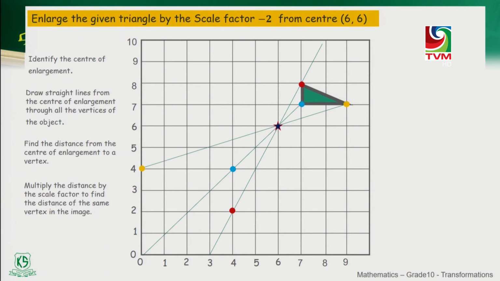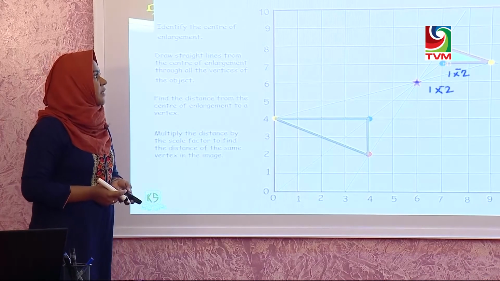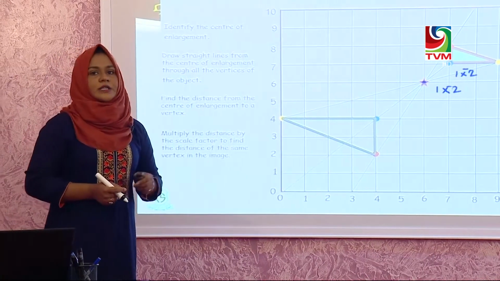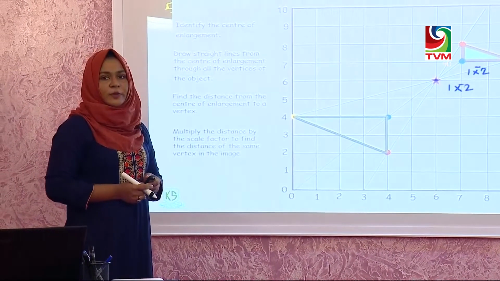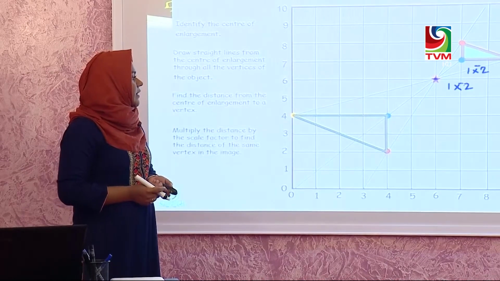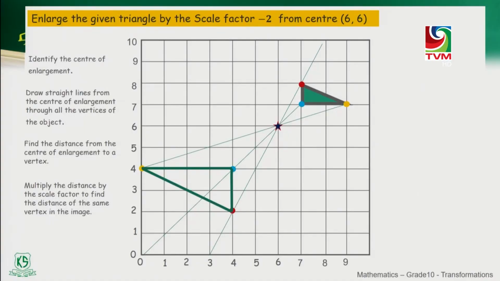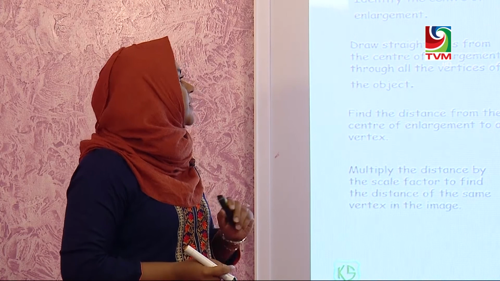Now join the points to draw the shape. So this is an enlargement by the scale factor -2 from center 6,6. As you can see, our enlargement is twice bigger, but it is on the opposite side of the center of enlargement since we have a negative scale factor.